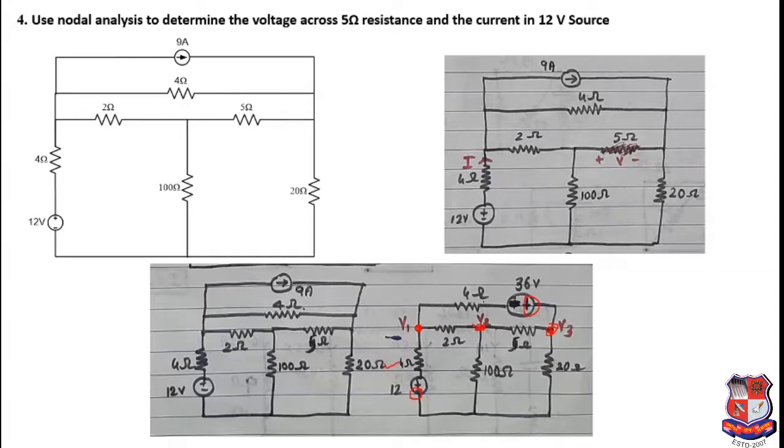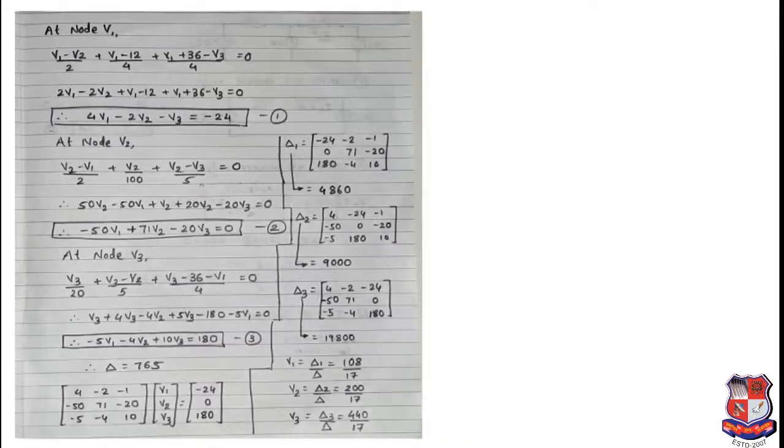Similarly for node V2 you can write it will be (V2 minus V1) divided by 2 plus V2 divided by 100 plus (V2 minus V3) by 5, that will be equals to 0. So you can check here. Okay, and then you can solve this by taking LCM. You will get these three equations: first equation, second equation, and this will be the third equation.